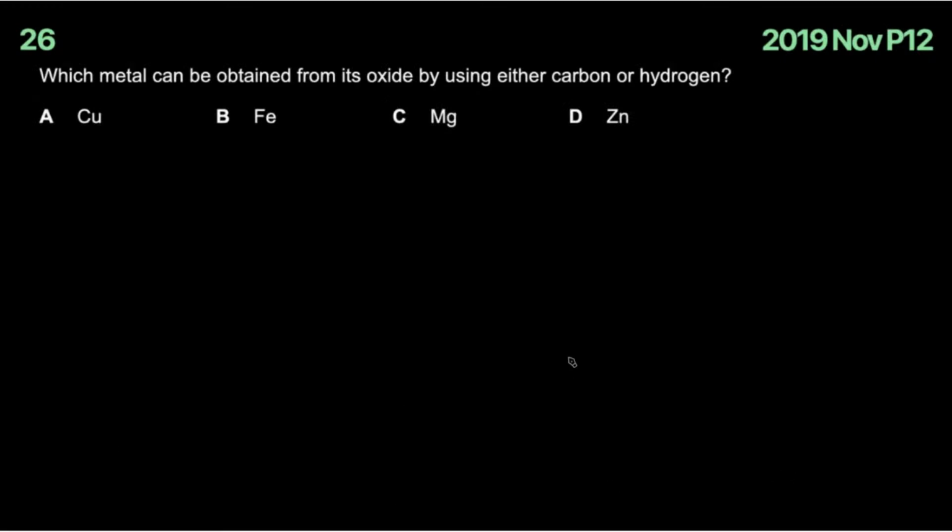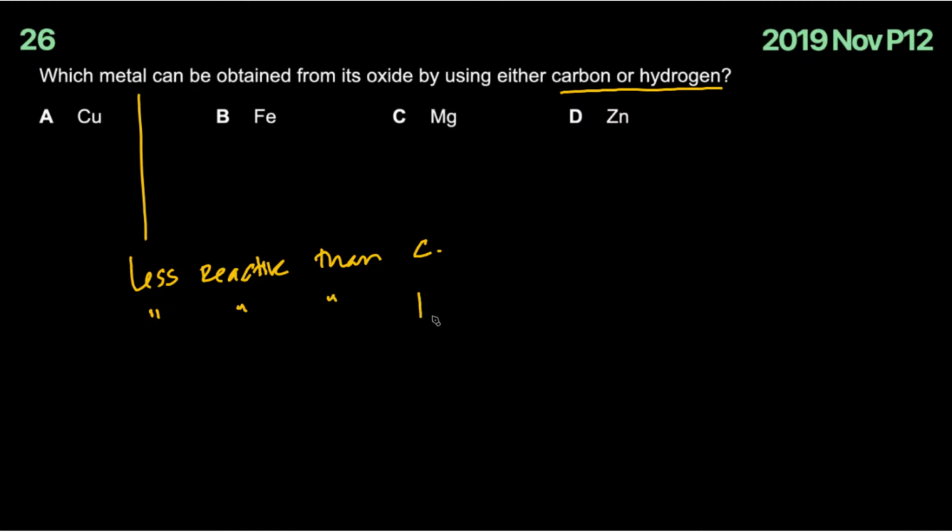Now, which metal can be obtained from its hydroxide by using either carbon or hydrogen? So, the metal has to be less reactive than carbon and hydrogen. You see, people get distracted. For the first one, they would think the answer would be B. But it's not, because they said either carbon or hydrogen. So that metal has to be less reactive than carbon, and also less reactive than hydrogen.